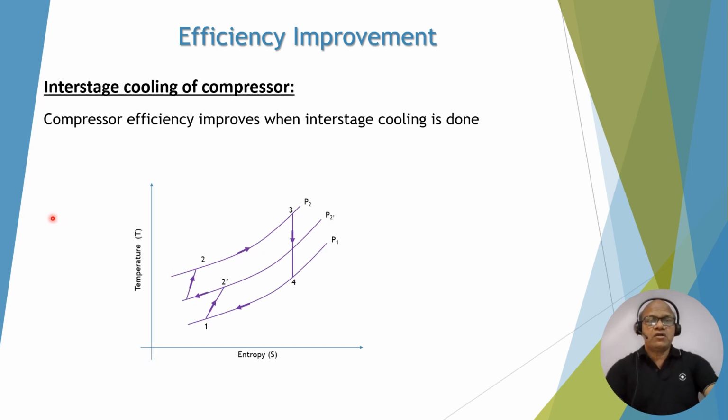Another is intercooling of the compressor, because the compressor requires intercooling to improve its efficiency. So after compression from process 1 to 2 dash, the gas is again cooled in the heat exchanger and then further compression takes place. So process 1 to 2 dash is one compressor stage, then intercooling and then further compression. So intercooling, interstage cooling also helps in the efficiency improvement of gas turbine system.